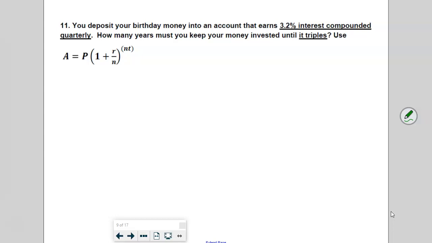All right, this problem, definitely you're going to need a calculator. This is a weird, it's the birthday money question. So they don't tell you how much birthday money, so we're just going to pretend that we always get $100. Makes for easy typing and easy logical math. And then we have interest of 3.2%, compounded quarterly. That's an important feature in a minute.